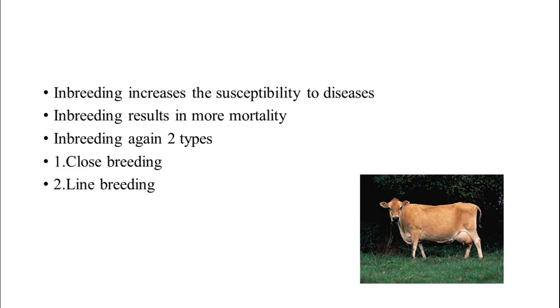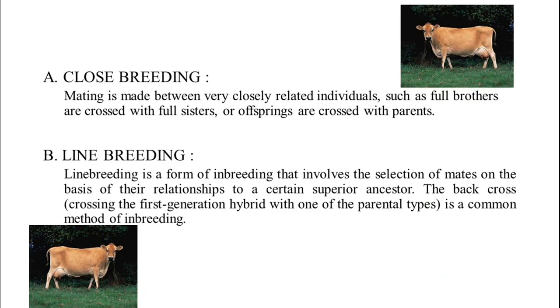Inbreeding results in more mortality. Even though there are negative points, for the purpose of getting pure genetic breed, we are encouraging inbreeding. Again, inbreeding can be classified into two types. The first one is called close breeding. The second one is called line breeding. Close breeding, line breeding. What is close breeding?